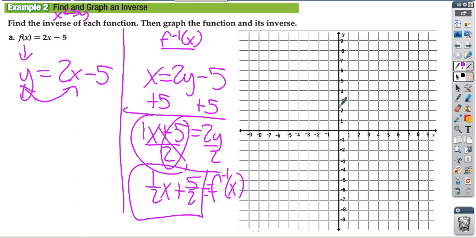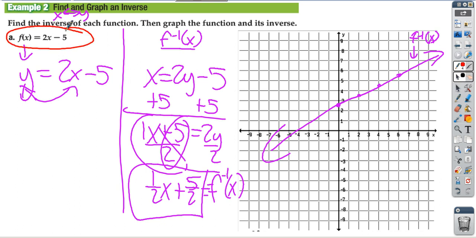There's a y-intercept at 2.5, that's the same as 5 over 2. And then the slope is 1/2, so go up 1 over 2. And here's what our f inverse line should look like. So this is the line of f inverse. And we said before it should wind up being symmetrical. It should be kind of reflected over the line y equals x.